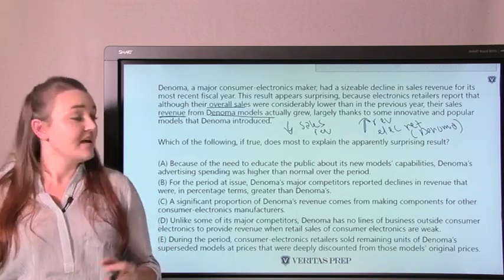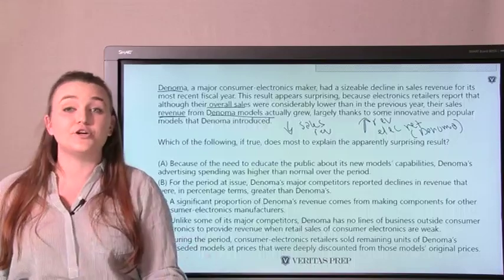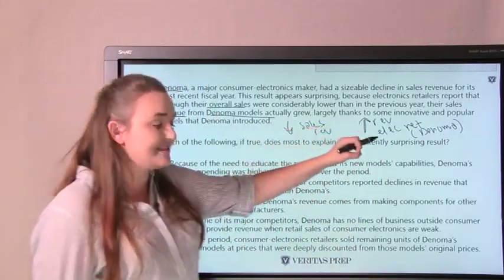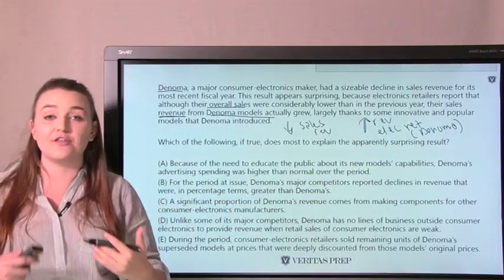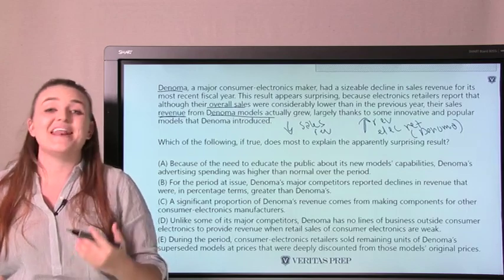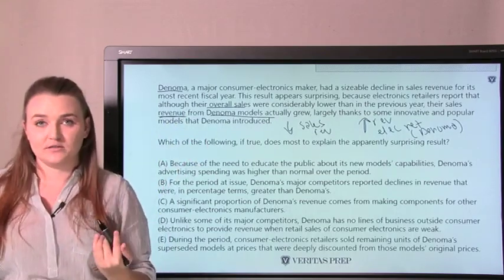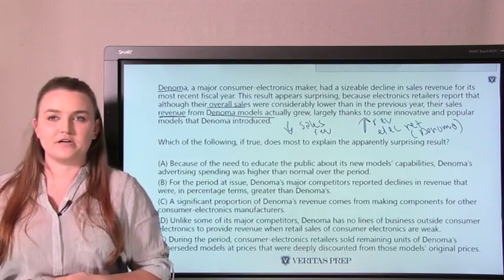In this case, if I'm saying that overall Genoma's sales revenue has decreased, but their revenue at electronic retailers has increased, this tells me there must be some other form of revenue that has the potential to be negatively impacted by this trend. Is that making sense? Jump in and let me know. If not, I'd be happy to delve further into that.